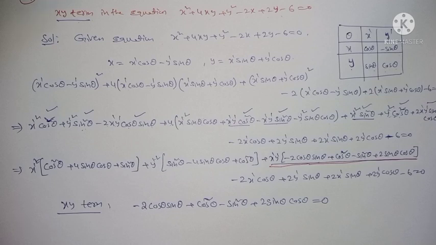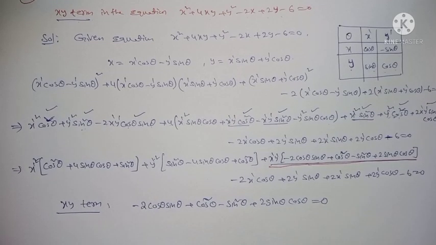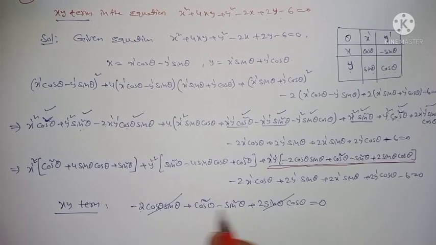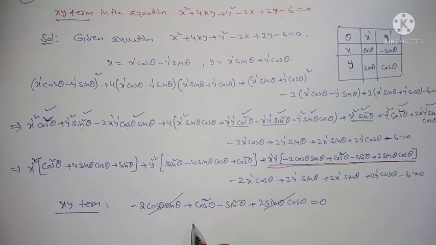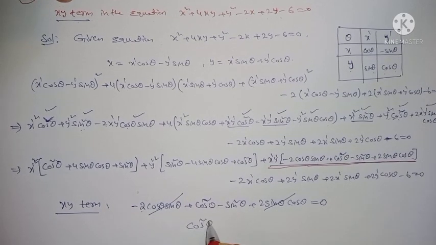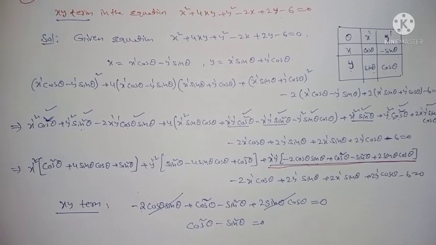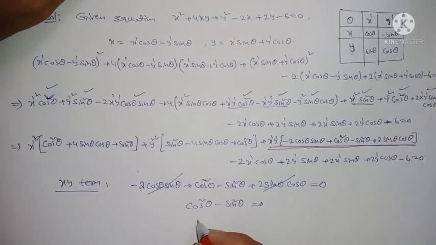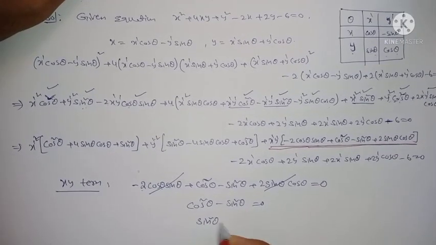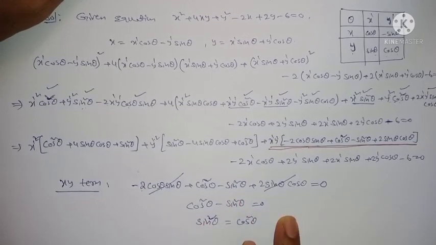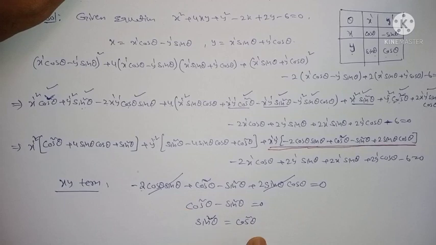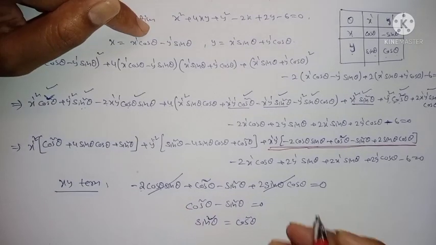Listen, observe here, you remove this term means you set it equal to 0. Therefore 2 sin theta cos theta and 2 cos theta sin theta are both the same, only the sign is different, plus 2 and minus 2 cancel. The remaining term is only cos square theta minus sin square theta is equal to 0. Or you can write sin square theta is equal to cos square theta.